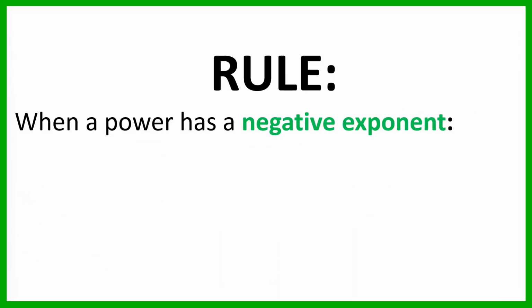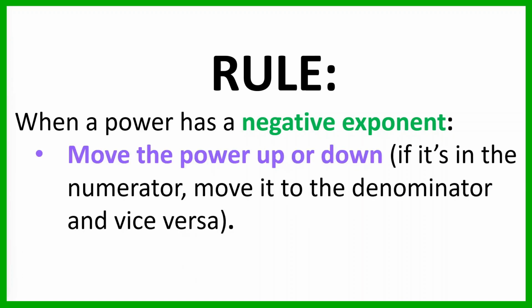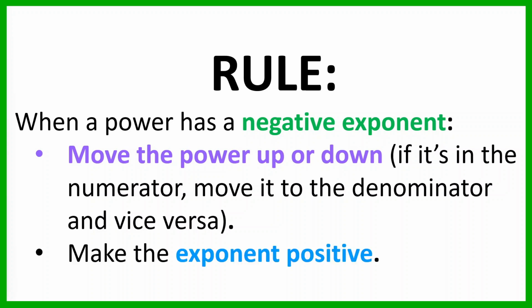So the rule for negative exponents is that when a power has a negative exponent, we can make that exponent positive by moving the power up or down. So if it's in the numerator, we move it to the denominator, and vice versa. If it's in the denominator, we move it to the numerator. And when we move it, that negative exponent is going to become positive. We make the exponent positive.